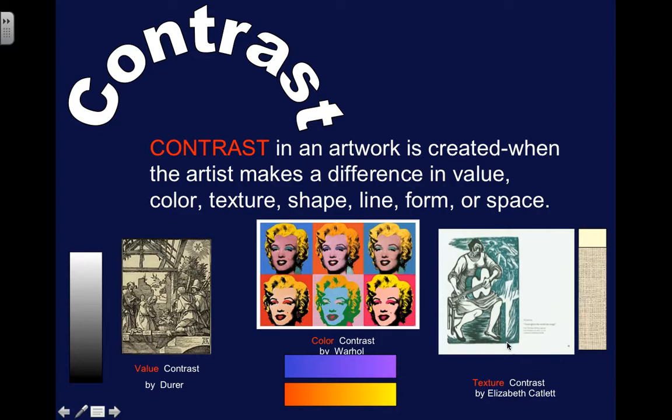And then the last one is using texture to create contrast. So here we've got an image where our background has a different texture than our subject or model playing the guitar. And so there's a balance between the texture, and that also creates a difference between the image itself and the background.